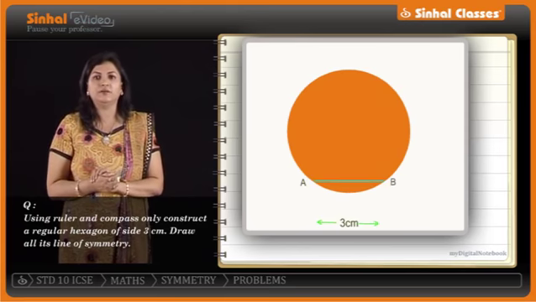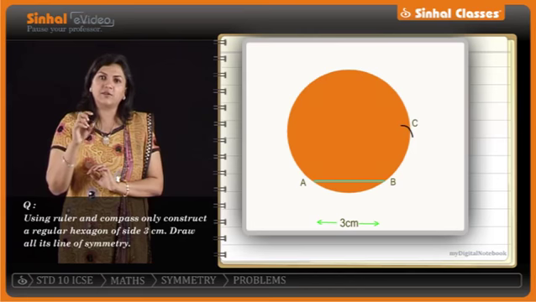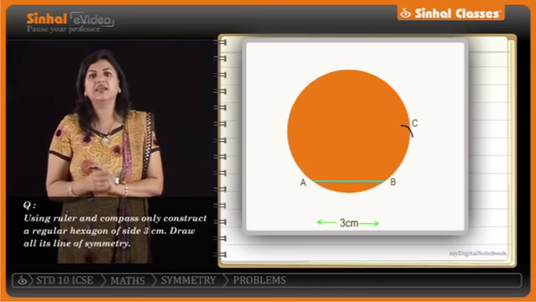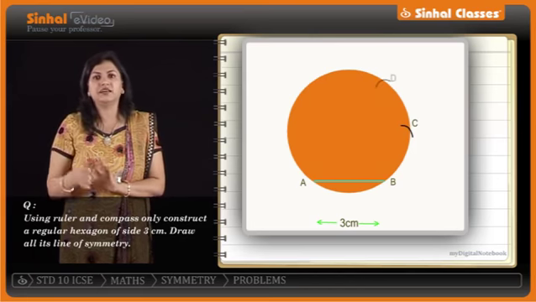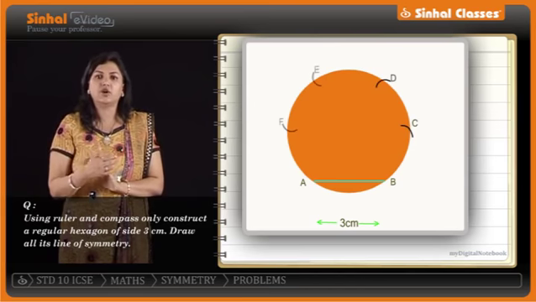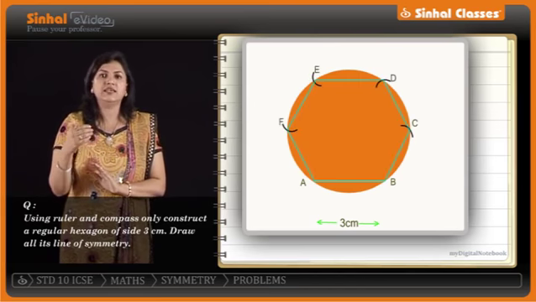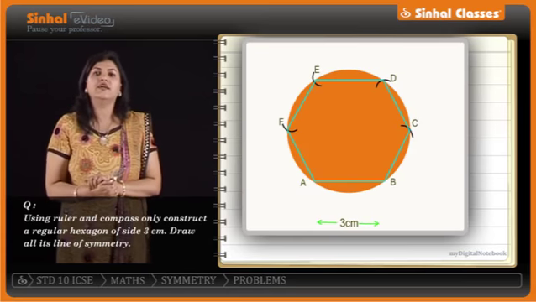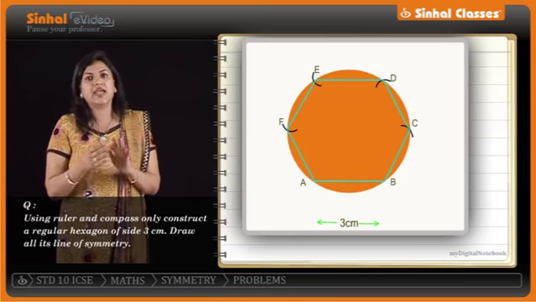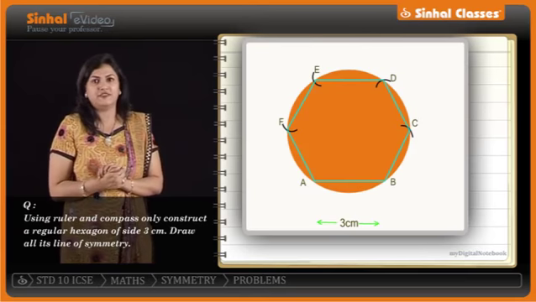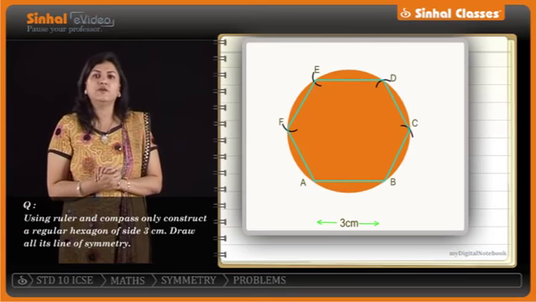Now from the point B, cut an arc of 3 cm. Then again from that new point, say C, cut an arc of 3 cm and so on. We join AB, BC, CD and so on. We get the hexagon ABCDEF. Now we want to draw its lines of symmetry.